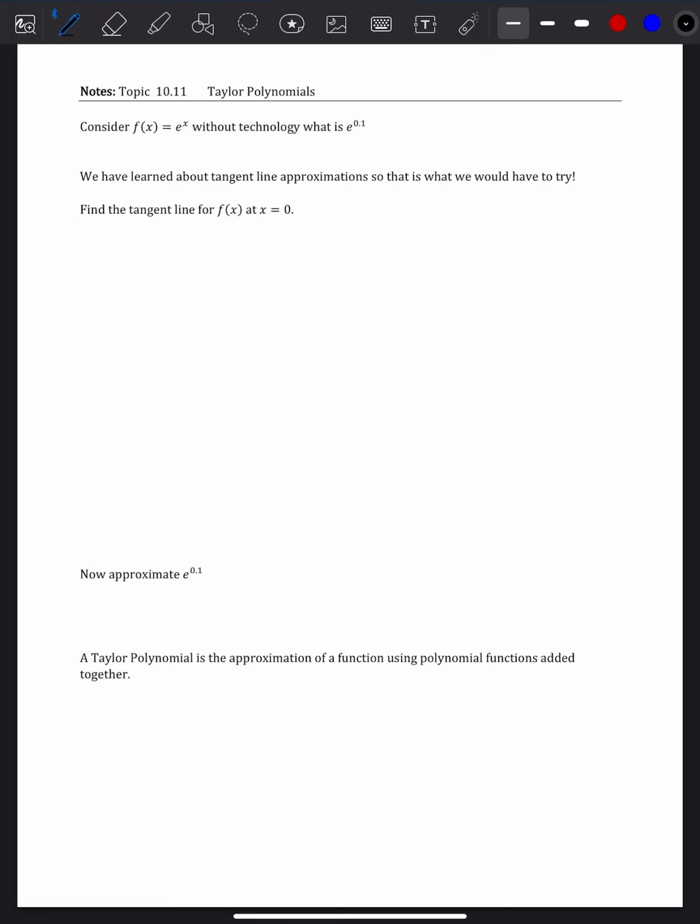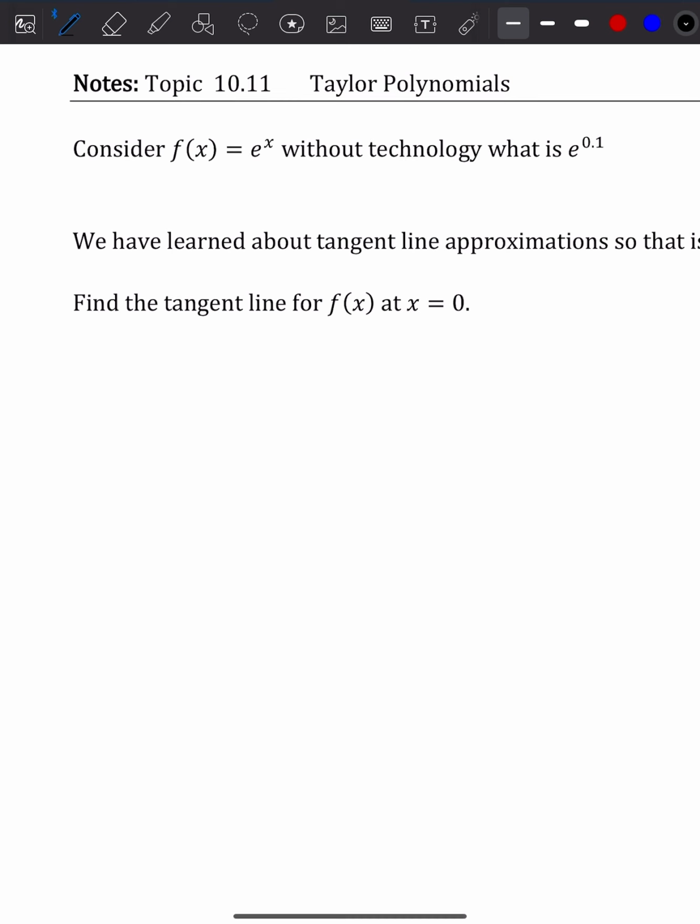Consider the function f of x is equal to e to the x. Without technology, what is e to the 0.1 power? So far what we've learned is that in order to find something that is about the same, we need to use a tangent line approximation. So we want to find the tangent line for this function at x equals 0.